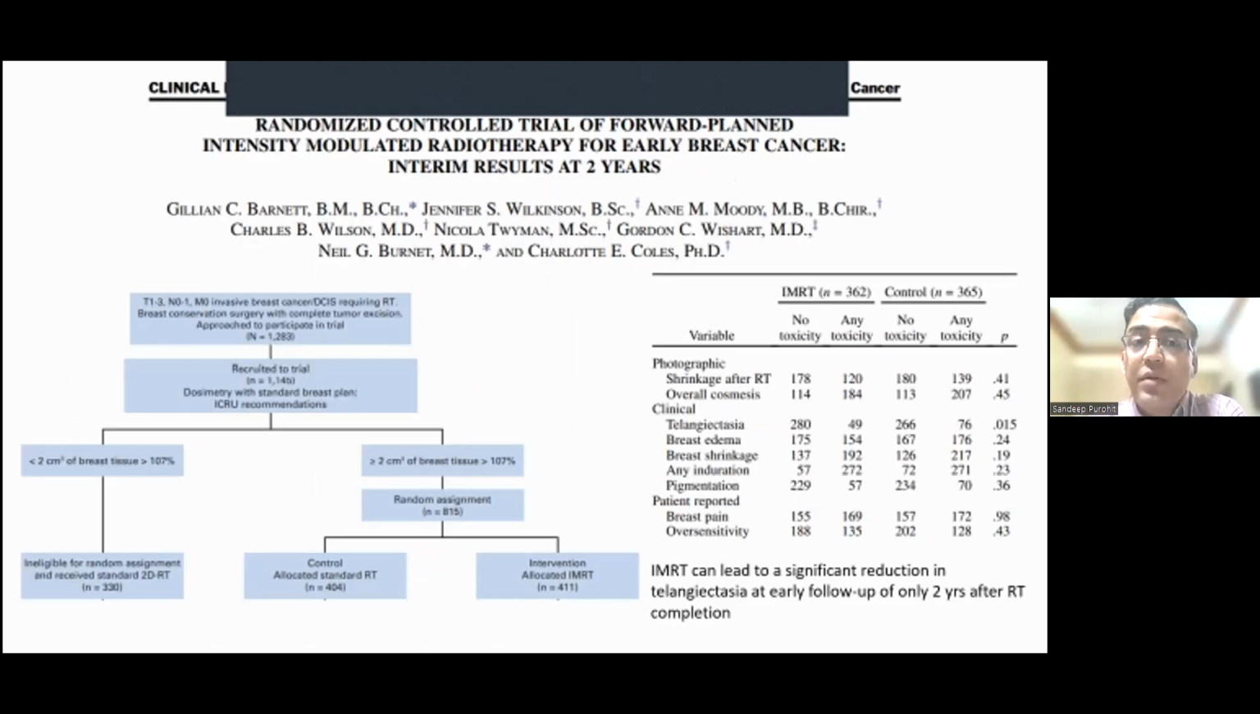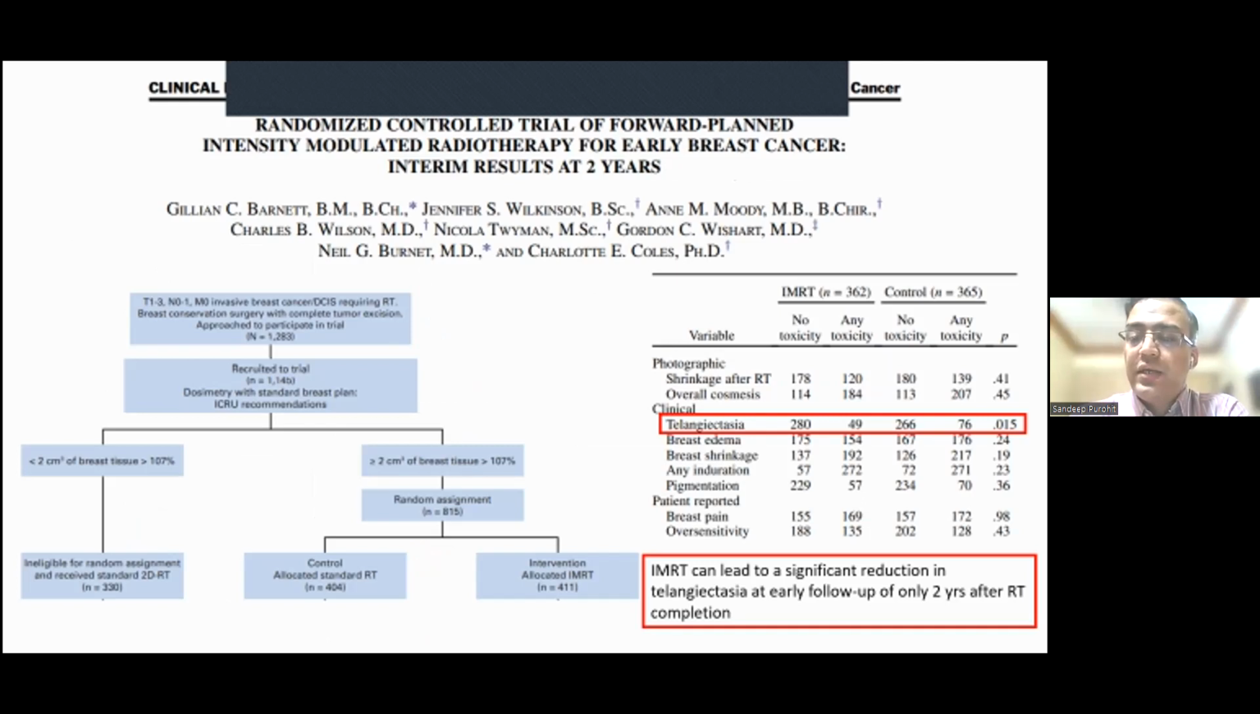Another trial was by Barnett et al. This was a randomized controlled trial, and the interim result at 2 years showed that telangiectasia was similarly lower in the IMRT arm as compared to the control arm. So IMRT led to a significant reduction in telangiectasia at early follow-up of only 2 years after RT completion.